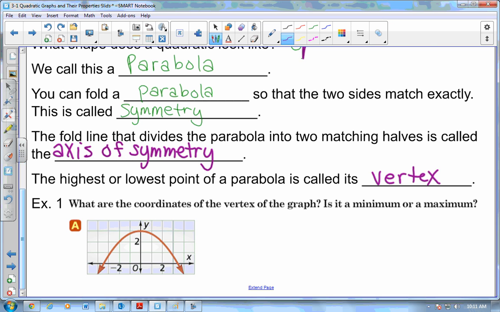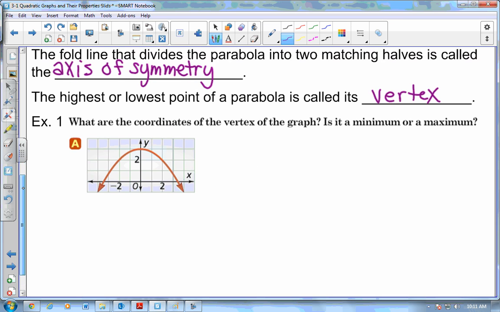Okay, so I have a graph here. What are the coordinates of the vertex? Vertex, remember, is the maximum or the minimum points. So I want you to turn to your neighbor and discuss what are the coordinates of the vertex. Turn to your neighbor, please, and discuss what are the coordinates of the vertex of that graph.